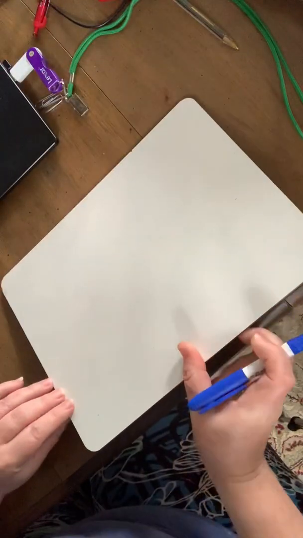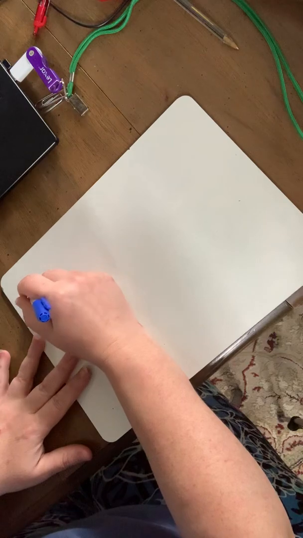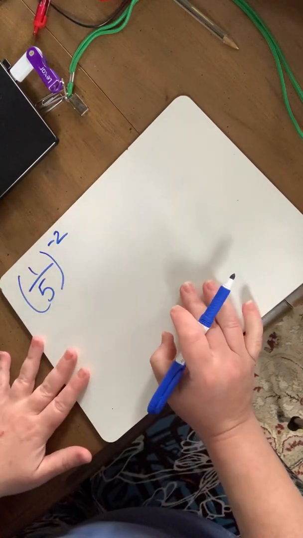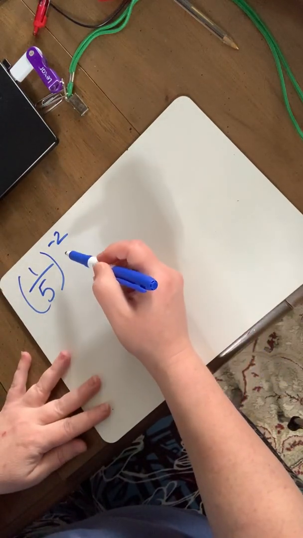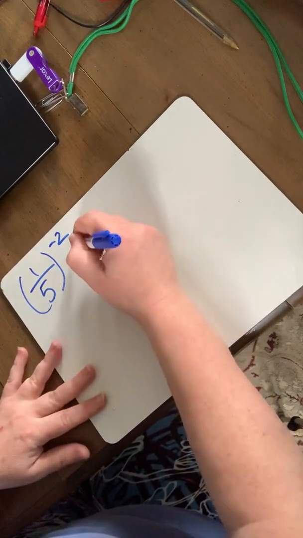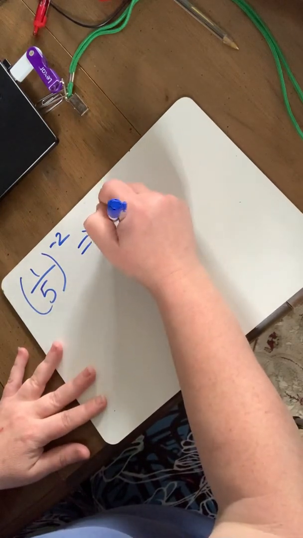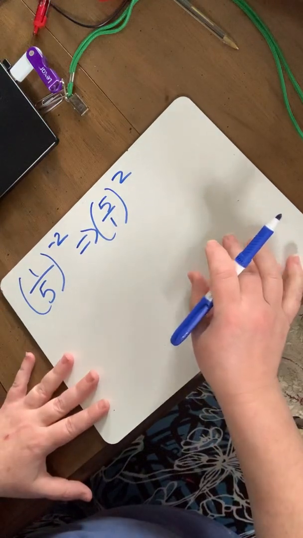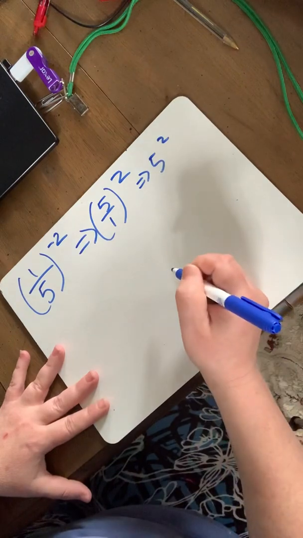So what happens if I start out with a fraction raised to the negative power? Well, again, the negative exponent says take the reciprocal or take the inverse of your base. So the inverse of 1/5 is 5 over 1, and now that's to the second power. Or I can simply write that as a whole number, 5 squared.